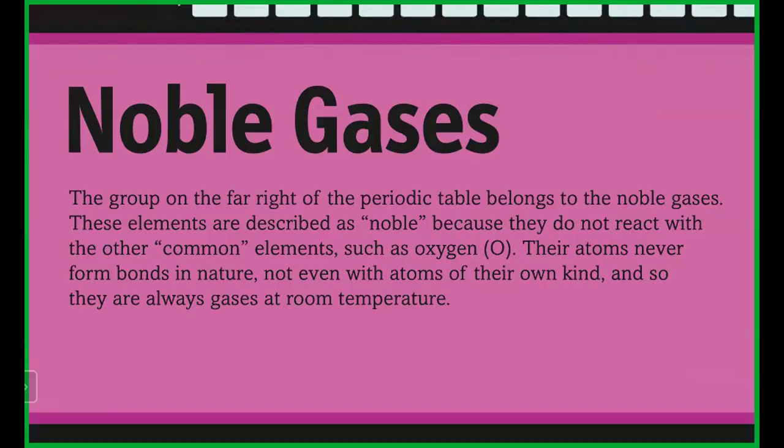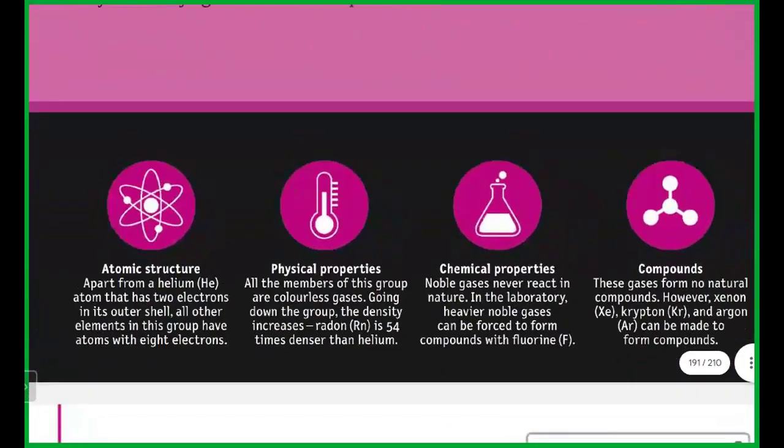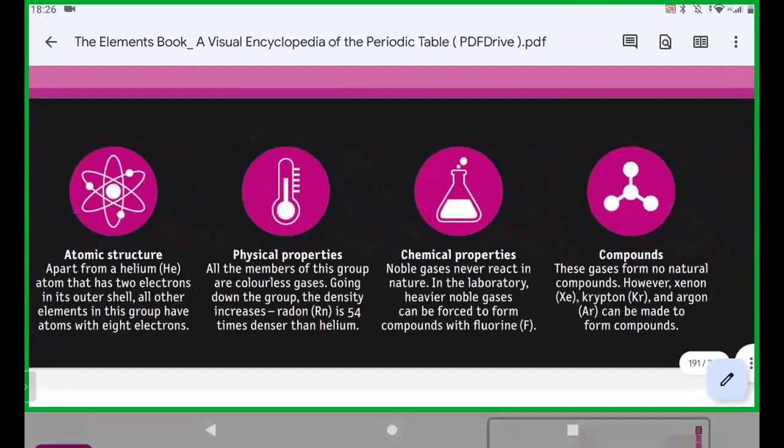Such as oxygen, their atoms never form bonds in nature, not even with atoms of their own kind. So they're always gases at room temperature. So that's why it's called noble gases, because all of the noble gases are gas. None of them are liquid or solid or anything. They're all just gas, mostly. And okay, so we have the characteristics right here.